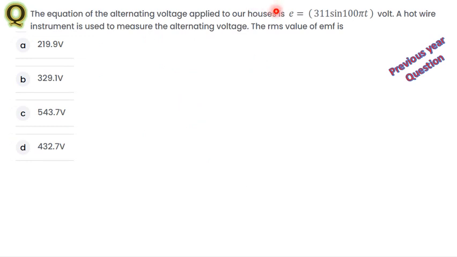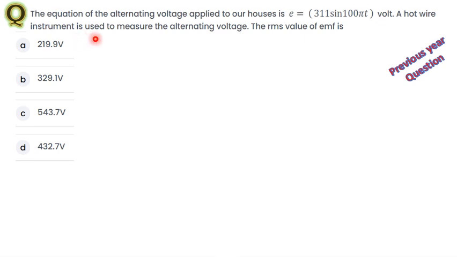problem. This one, remember 311 sin omega t. Remember this one. They have asked this question frequently in maximum examinations. See here what they have given, the equation of alternating voltage applied to our houses. So voltage they have given, E is equal to E naught sin omega t. Current means I equal to I naught sin omega t, or even V is equal to V naught sin omega t. In all the cases this concept and formula are the same.